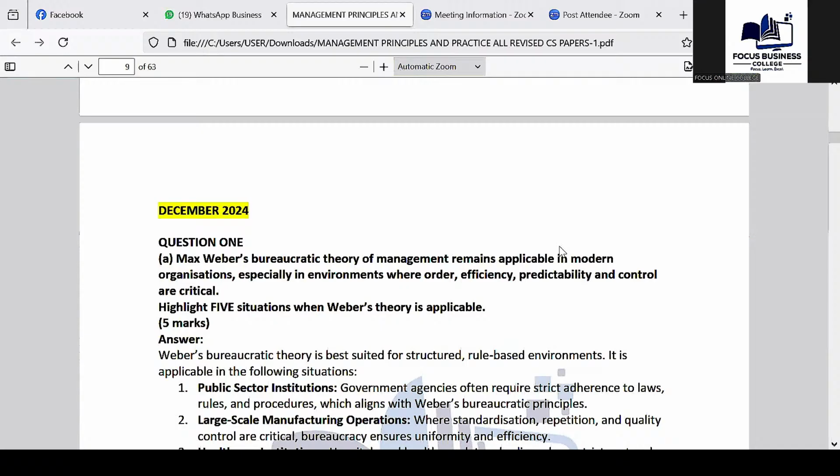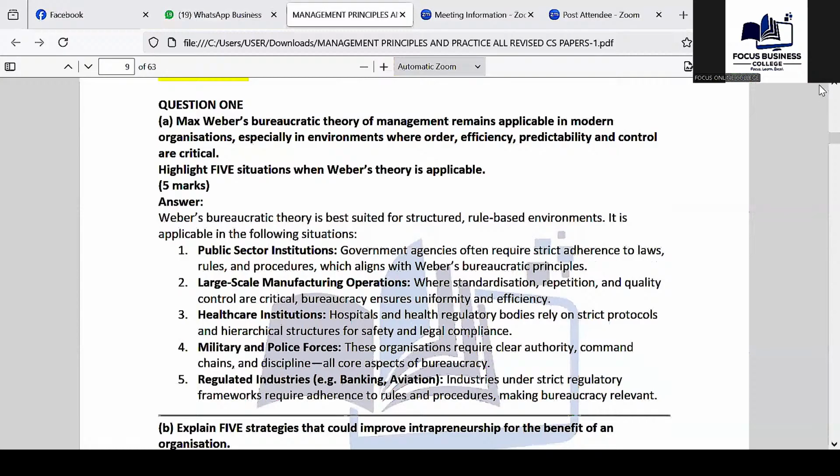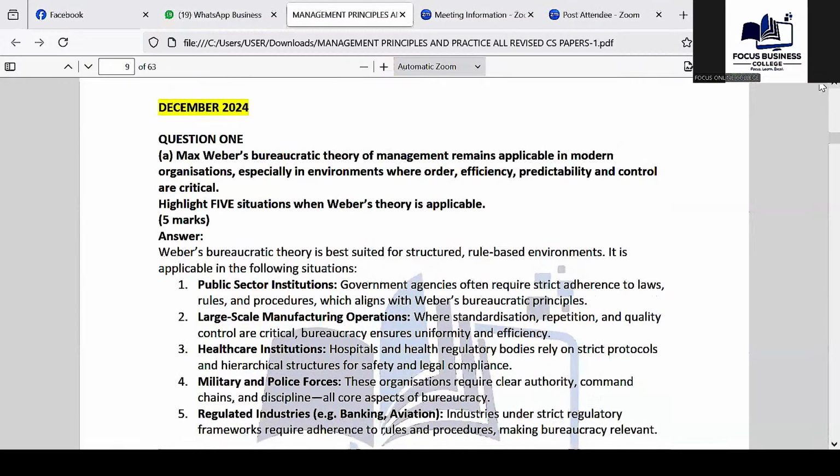So let's check on the one that is on the screen. The question is asking: Max Weber's theory of management, how does it remain applicable in modern organizations, especially in environments where order, efficiency, predictability, and control are critical? Highlight where Weber's theory is applicable. So which areas, or which institutions, can you apply it in?